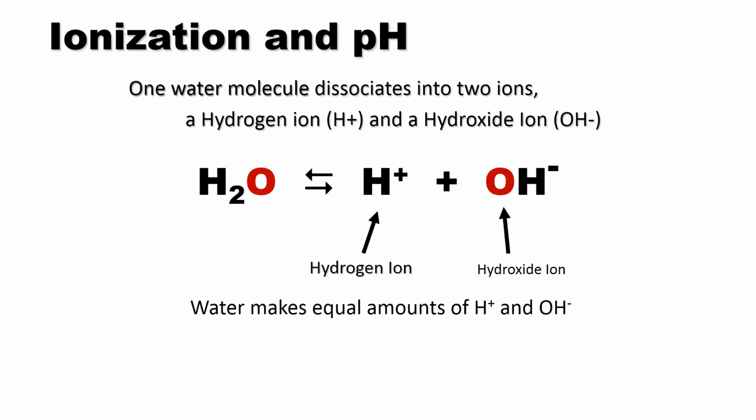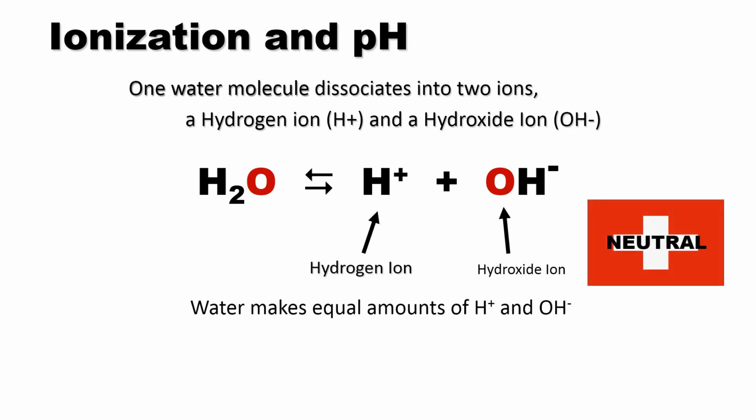Though we talk about hydroxyls, that's really a functional group. It should be bonded to something else. Anyway, we'll talk more about functional groups later on. Because water makes equal amounts of the H and OH groups, it is what we say pH neutral. All right, it has a pH of 7.